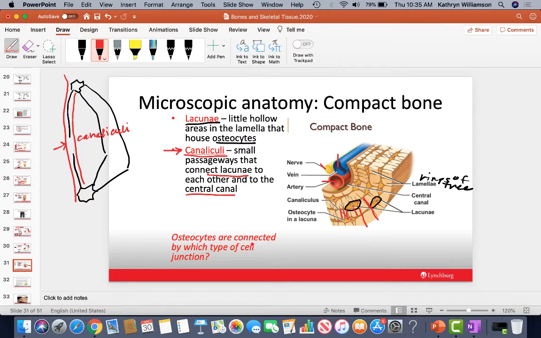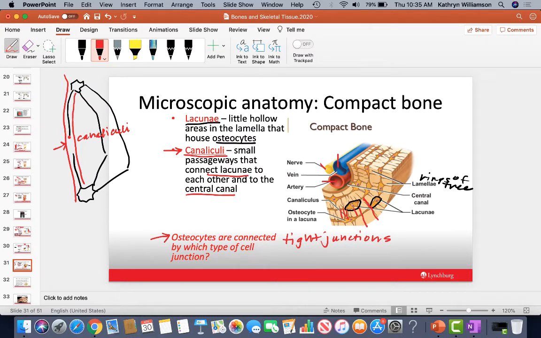So we have cell junctions here, and I'm asking this question here: osteocytes are connected by which type of cell junction? If you have junctions like this, what type of junction would that be? So let's talk about what our options of cell junctions are. We've got tight junctions where we know we've got plasma membranes of cells tightly embedded to one another.